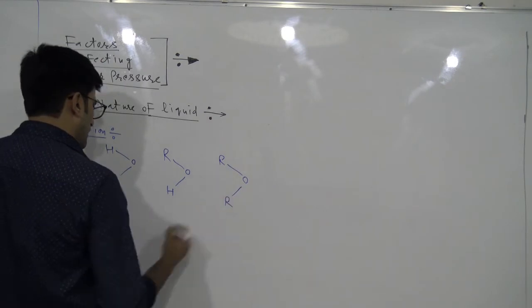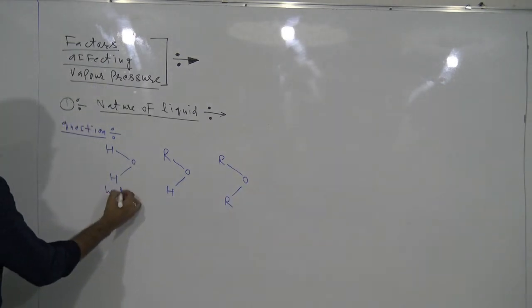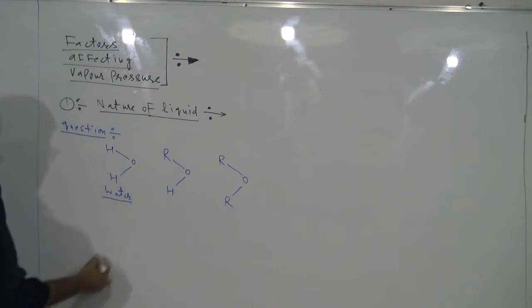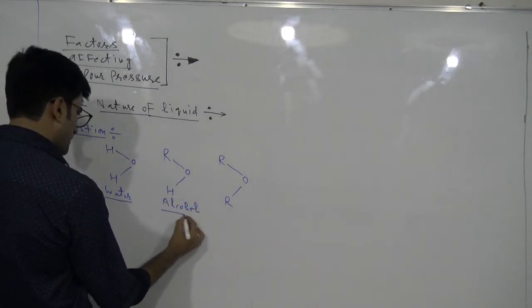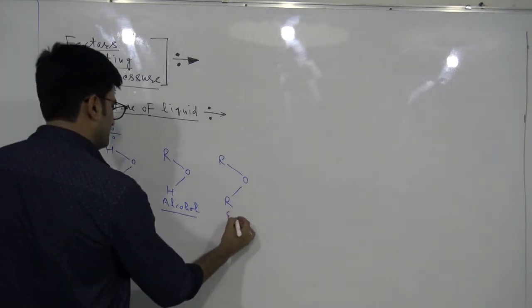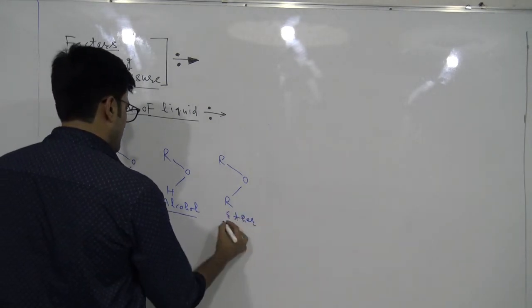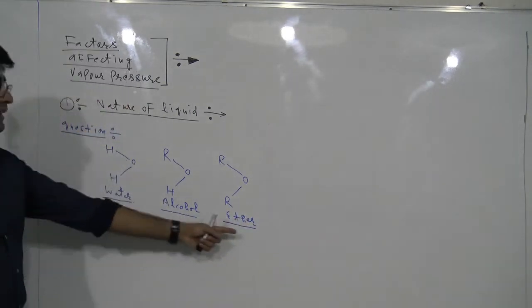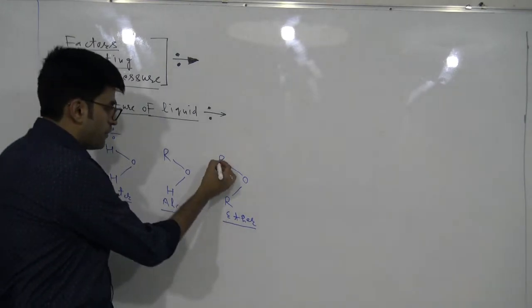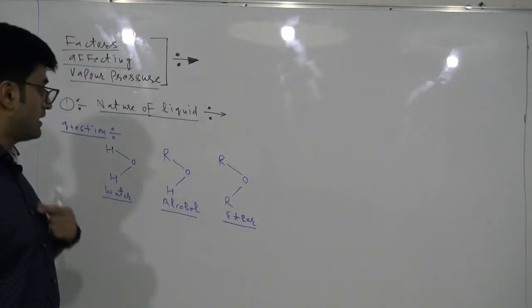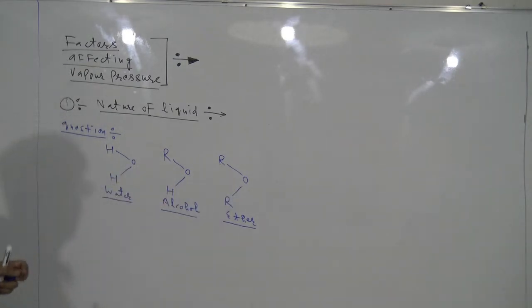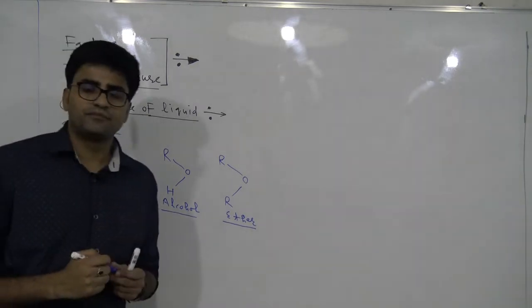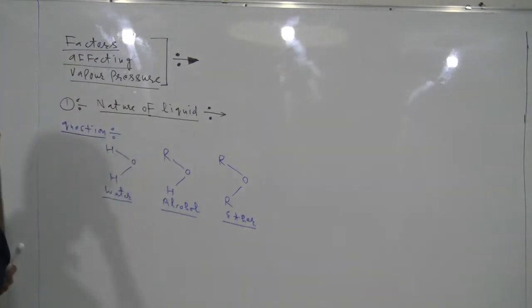This is water, this is alcohol, and this is ether. Water, alcohol and ether. This is the general formula of ether. What is the general formula of ether? ROR. ROH is alcohol and water. Now we want to compare their vapors. We want to compare their vapor pressure.